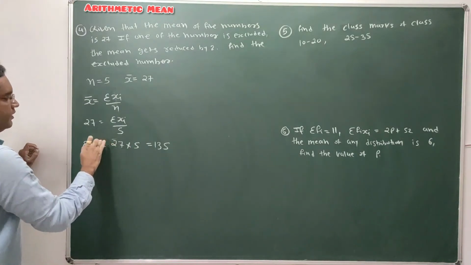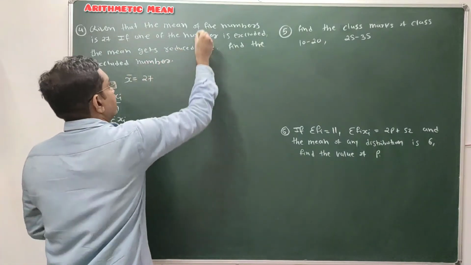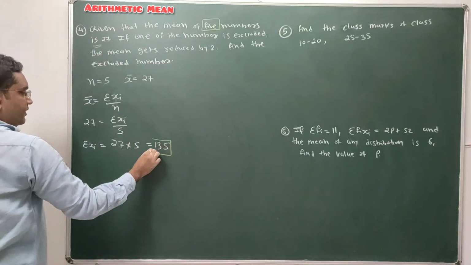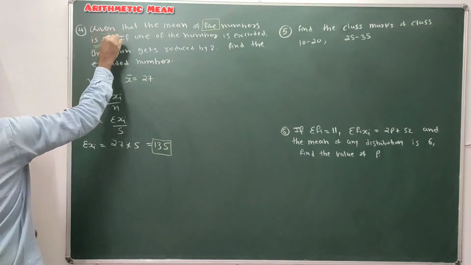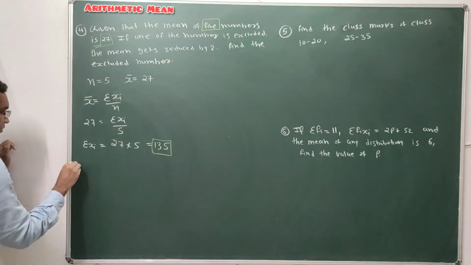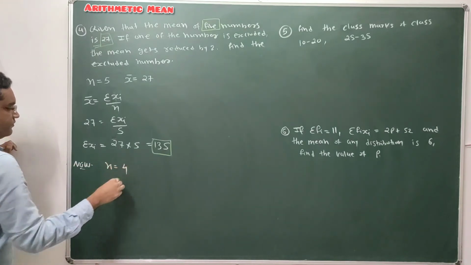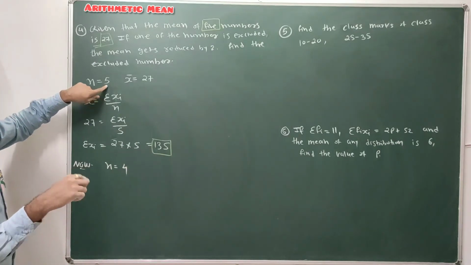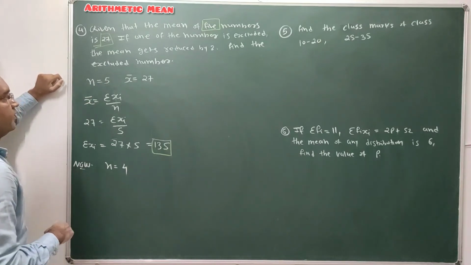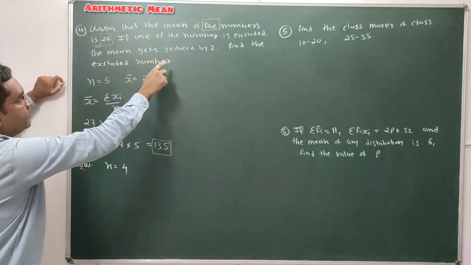So in the initial condition, total 5 observations are there, and the sum of those 5 observations is 135. Done. And at that time the mean is 27. Now one number is excluded. So case 2, if we exclude one number, the number of observations n will be 4. Out of 5 observations we are excluding one observation, so now the number of observations is 4, and the mean gets reduced by 2.